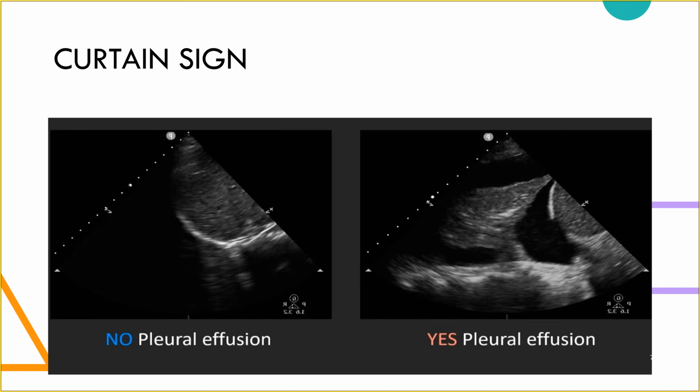And lastly, what we are looking for in the ultrasound is that when a patient takes a deep breath in, it causes darkening of the screen of the ultrasound, and this is called the curtain sign. However, in case of pleural effusion, we see a collapsed lung and surrounding pleural effusion, and so the curtain sign is absent in cases of pleural effusion.